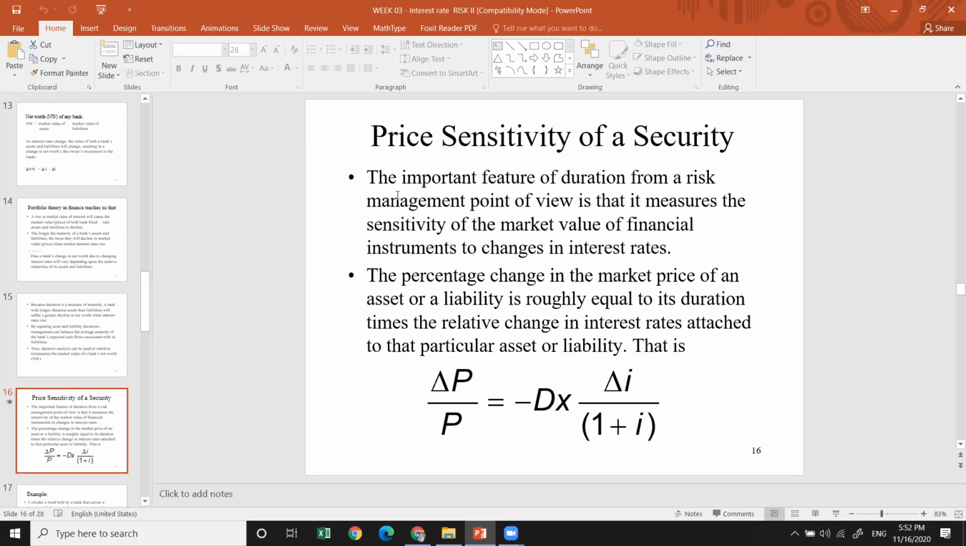So price sensitivity of the security is the important feature of the duration from the risk management point of view, which measures the sensitivity of the market value of the financial instrument to any changes in the interest rate. So the percentage change in the market price of an asset or liability is roughly equal to the duration times relative change in the interest rate, which is attached to the particular asset or liability. This is shown in the formula here: percentage change in price equals duration times percentage change in interest rate.